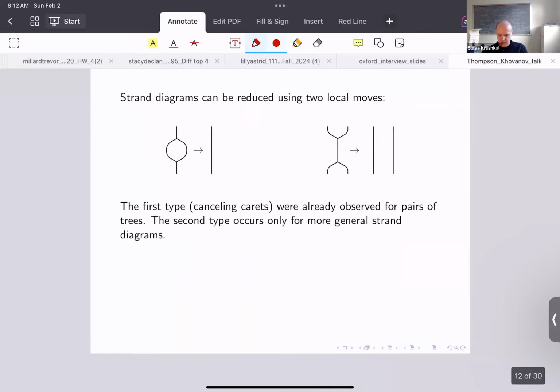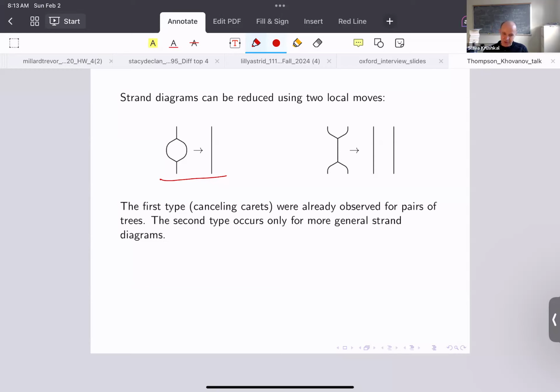And there are two local moves that are relevant in this context. And again, I'm describing this work of Belk and Matucci. The first move was already seen for pairs of trees. This is canceling carrots. The second move actually does not happen for pairs of trees, because you'll never find this configuration for a pair of trees, but it does obviously happen for strand diagrams.